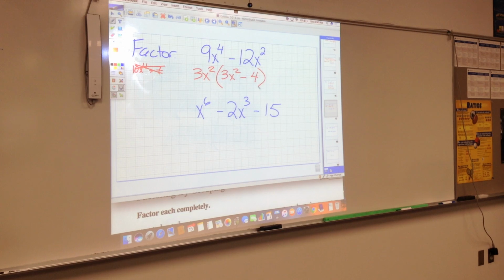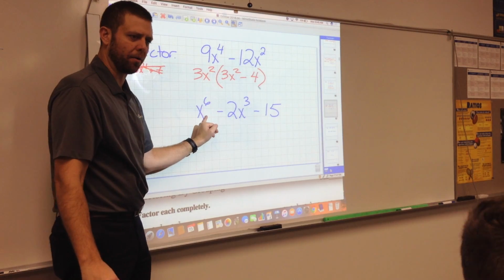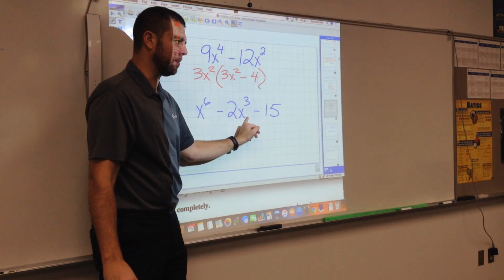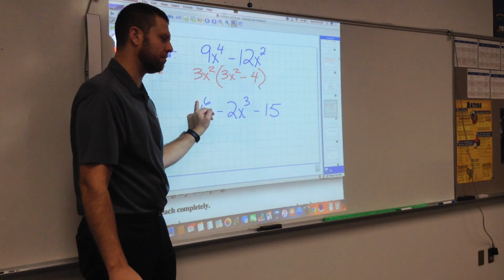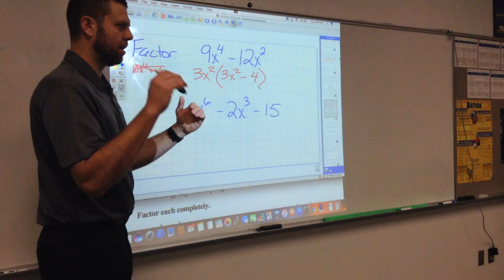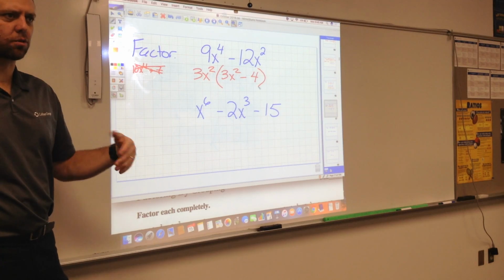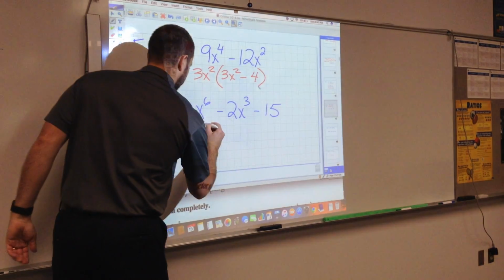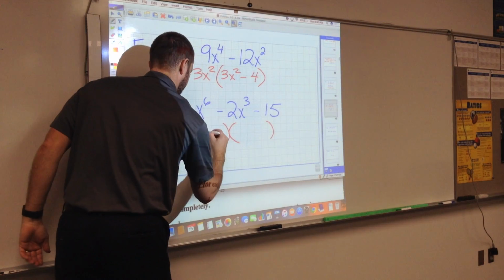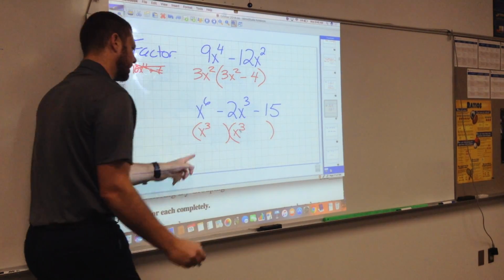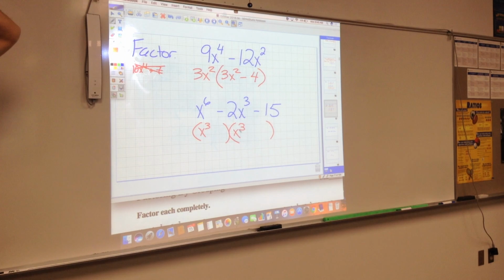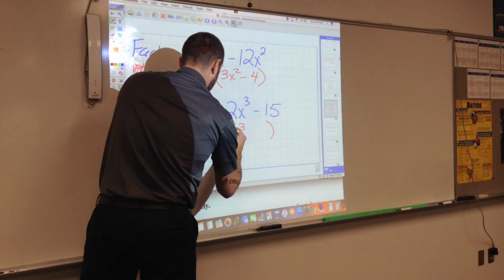Next one, really not much different. It's still very much like all the others. You got a power here on the first term. The power on the middle term is exactly half that of the first term. So now instead of starting with x squared and x squared, we're going to start with x cubed, because x cubed times x cubed makes x to the 6th. And then what two numbers multiply to -15 and add to -2? -5 and +3.